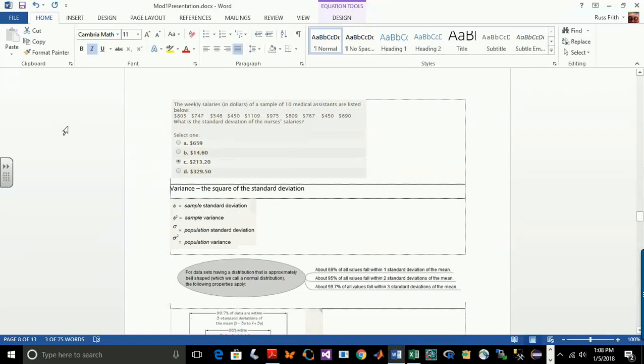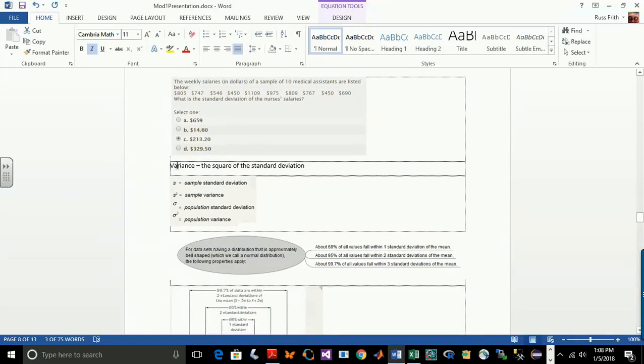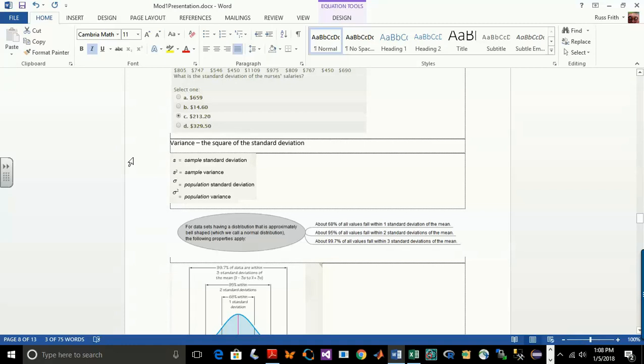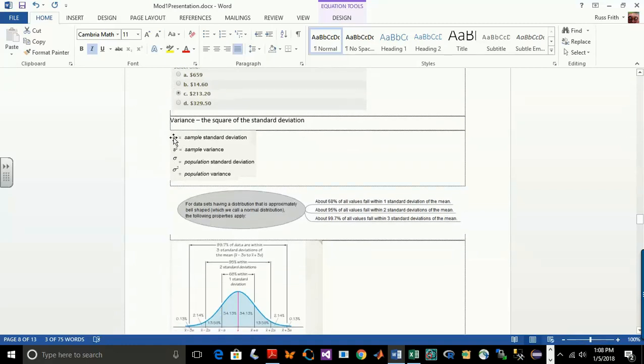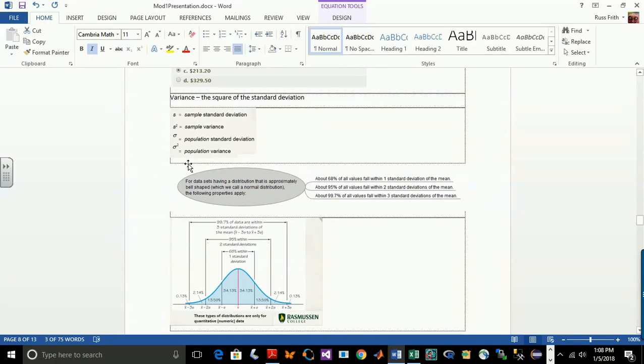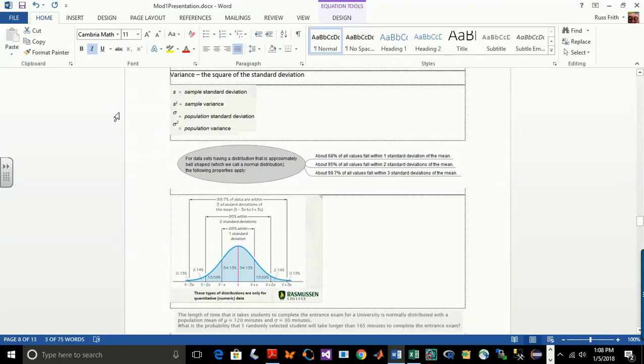So let's talk about variance. Variance is the square of the standard deviation. Here is the variable nomenclature that we'll use in this class. S is the sample standard deviation. S squared is the sample variance. Sigma is the population standard deviation, and sigma squared is the population variance. We'll talk more about variance in later modules.